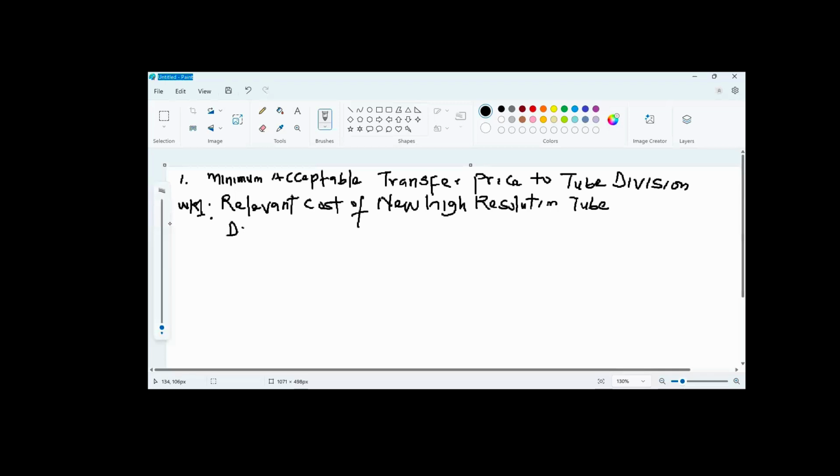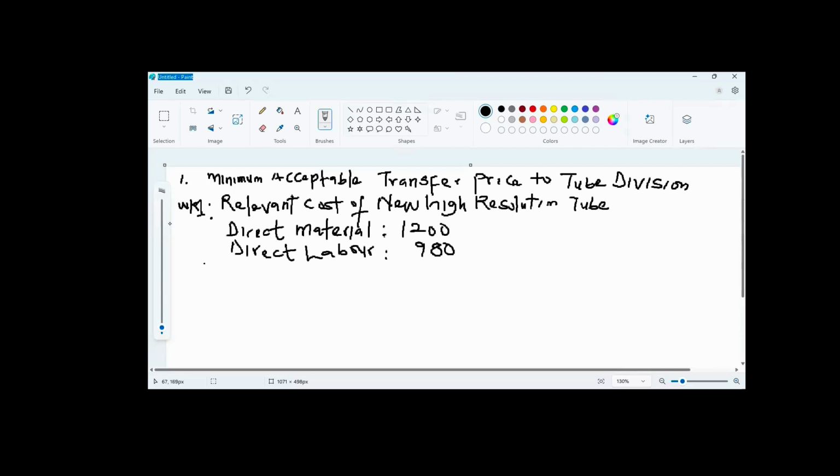Please go check. What is the direct material cost? It is relevant. For the new resolution, what is the material cost? How much? 1,200. Labor cost is also relevant. All variable costs are relevant. Labor cost, how much? 980.